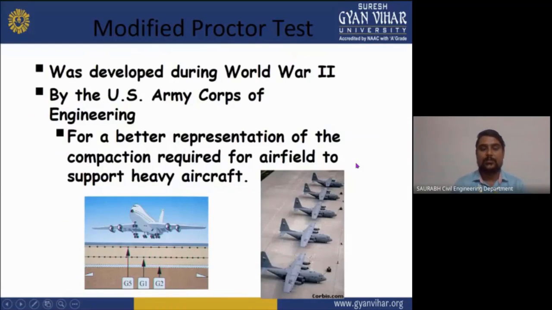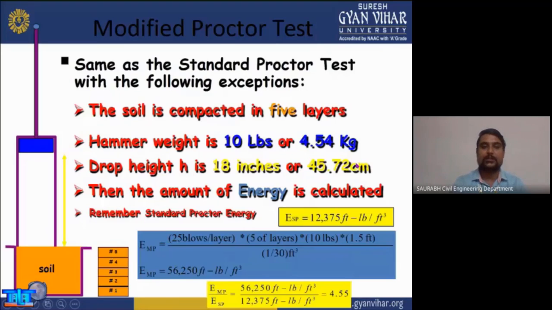And here is where the modified Proctor test was developed. Now we will come to the modified Proctor test. We have done the standard Proctor test. It was developed during World War II by the US Army Corps of Engineers for a better representation of the compaction required for airfields to support heavy aircraft, as you can see here.